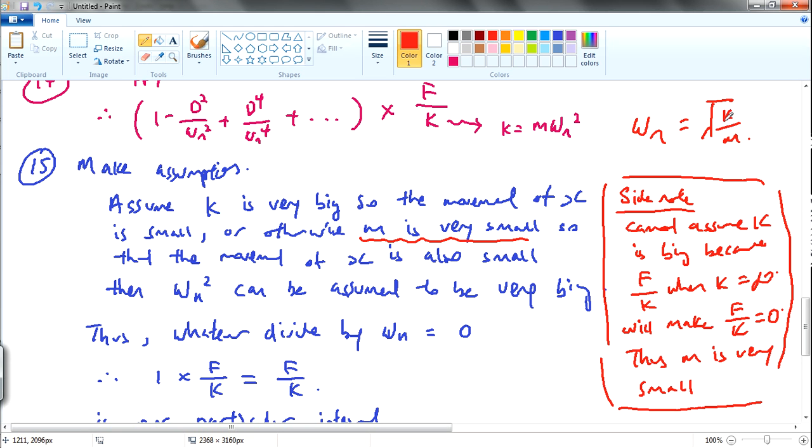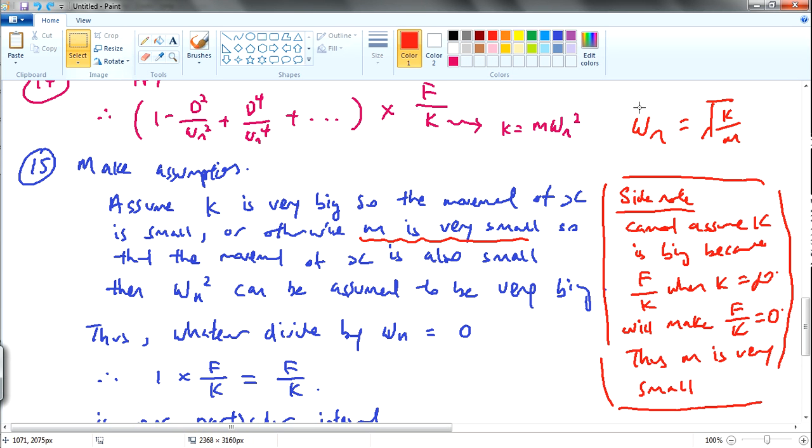Therefore, we can make sure that k is very big. This is why I have a side note over here saying that m is very small, so that we make sure that omega n squared can be assumed to be very big. And whatever is divided by a very big number will become 0. So d squared over a very big number, infinity, will become 0 plus 0 plus 0, and then therefore it's just 1 times f over k.